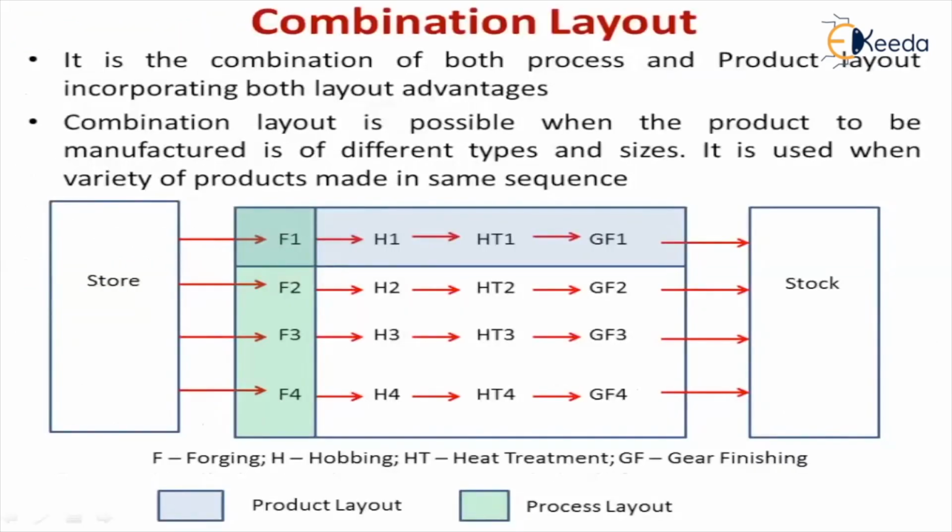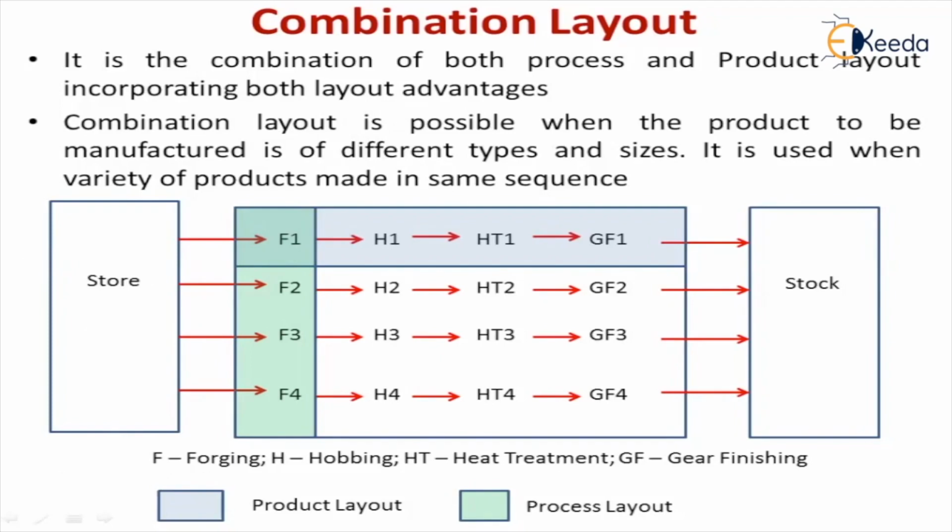Then comes the combination layout. It's a combination of both process and product layout, incorporating the advantages of both. It is possible when the products to be manufactured are of different types and sizes. It is used when a variety of products are made in the same sequence. So here again, there is a store as well as a stock. This is gear manufacturing. First we are going to do the forging, then hobbing, then heat treatment and gear finishing.